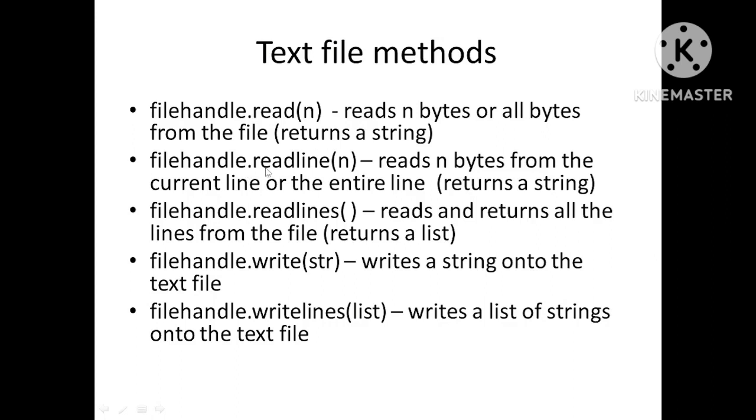If you give readline(n), in the current line, however many characters are available, that many characters it will read. If you simply give f.readline() open close, it will read the entire line. When you give readlines, it will return the entire content of the file in the form of a list. What will the list contain? The first line will be the first element of the list. Second line will be the second element of the list. Third line will be the third element. Suppose a file contains 10 lines, then the size of the list will be 10.